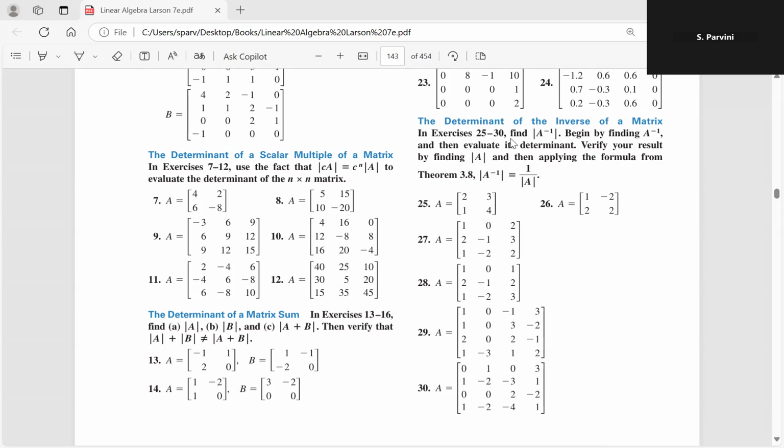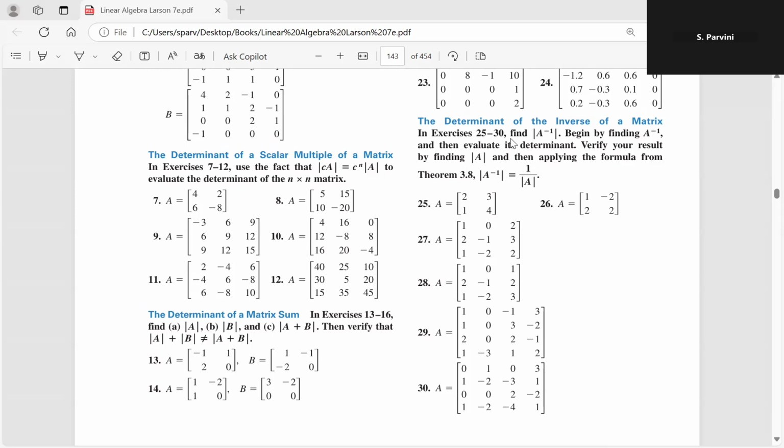So I need to find the inverse of this matrix, and then evaluate its determinant. I will go to that site and find its inverse and its determinant. And I'll show you again what I'm doing in a moment in my notepad. I'm just copying information from the problem.